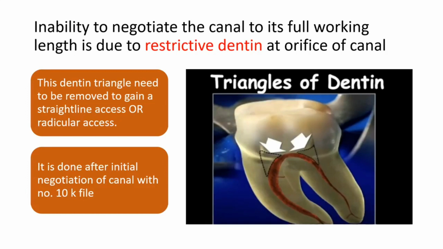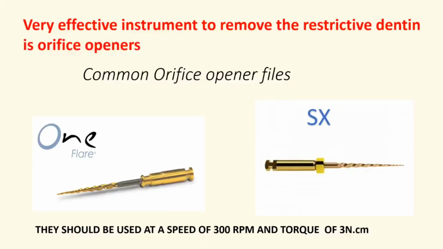For example, the dentin triangle of the mesial root extends towards the distal, and the dentin triangle of the distal root extends towards the mesial. This dentin triangle needs to be removed, but it is not the next step after access opening. Please don't do this step immediately after access opening. It is done only after initial negotiation of the canal with a number 10 K file. Many complications can arise from approaching removal of this dentin triangle in the wrong sequence of glide path creation.